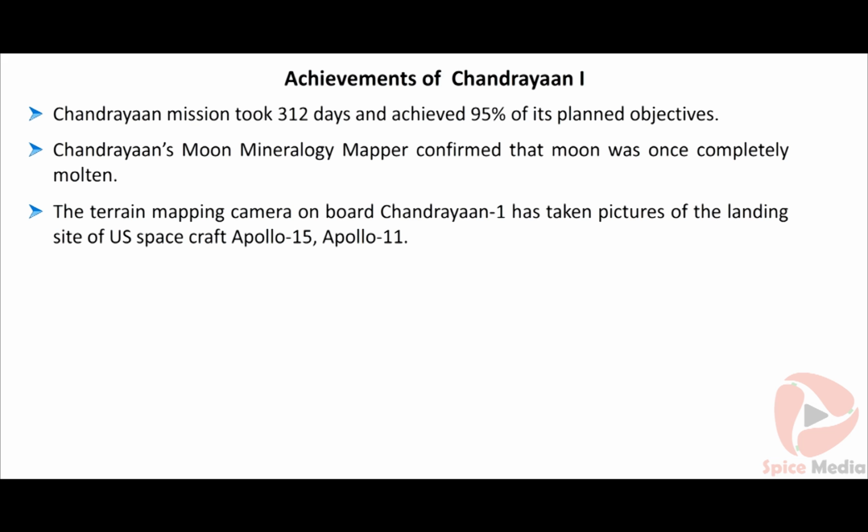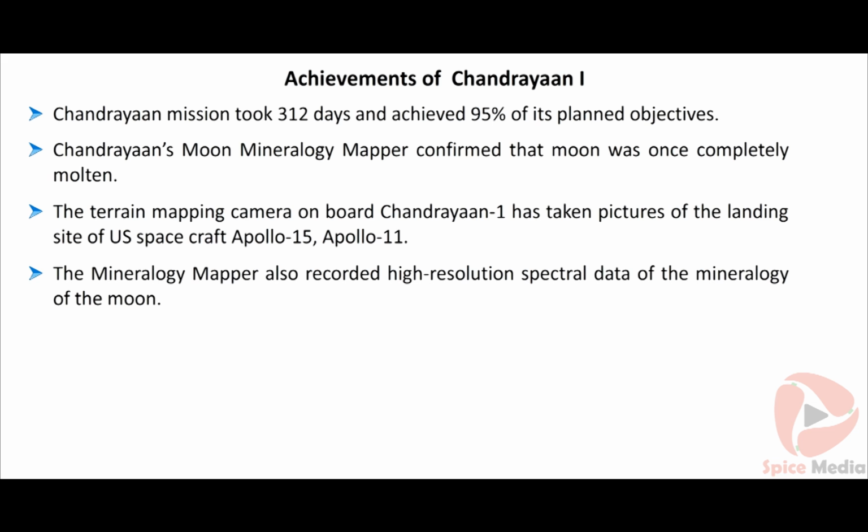The Terrain Mapping Camera on board Chandrayaan I has taken pictures of the landing sites of US spacecraft Apollo 15 and Apollo 11. It also acquired images of peaks and craters. The moon consists mostly of craters. It also found large caves on the lunar surface that can act as human shelter on the moon. The Mineralogy Mapper also recorded high-resolution spectral data of the mineralogy of the moon.